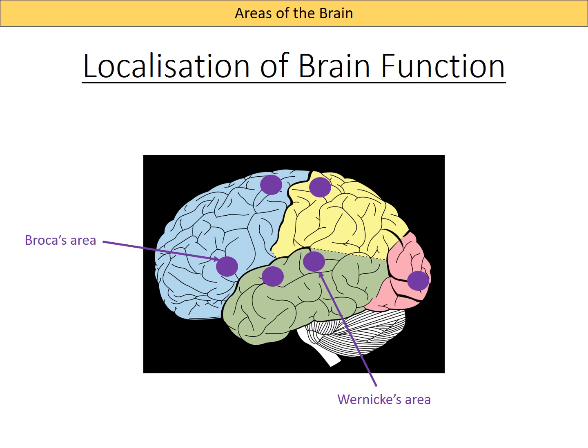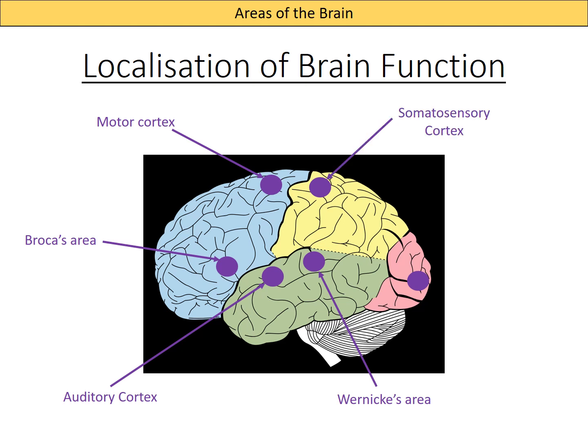Now, this bit in the middle between the two is called the auditory cortex. So that's associated with processing information that we hear. Towards the top of our brains, we have the motor cortex, which is responsible for movement. We have the somatosensory cortex, which processes information that comes from our senses. And then towards the back in the occipital lobe, we've got the visual cortex, which processes visual information.